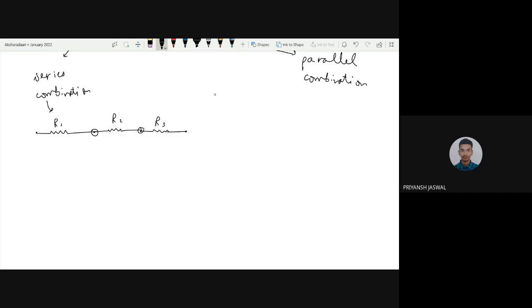In case of parallel combination, the ends of the resistances are joined at a common point. Suppose this is one resistance, this is another resistance. All these terminals or one end of the resistor will be joined to this common point, and similarly for the other terminals at this common point. So this is a parallel combination.